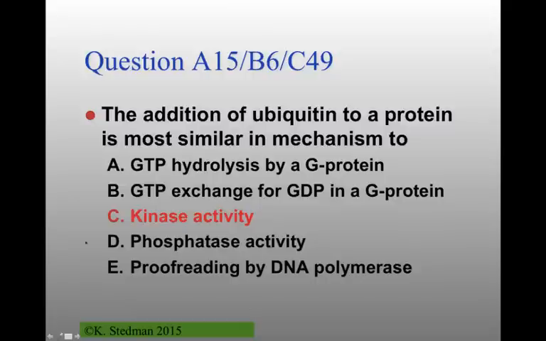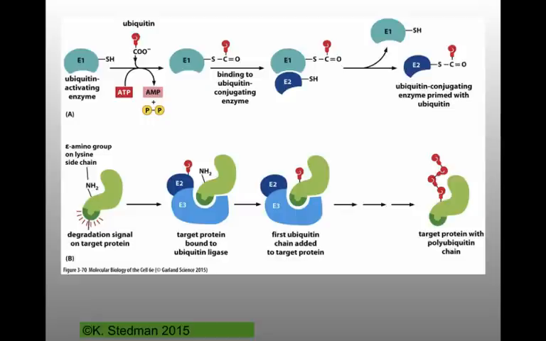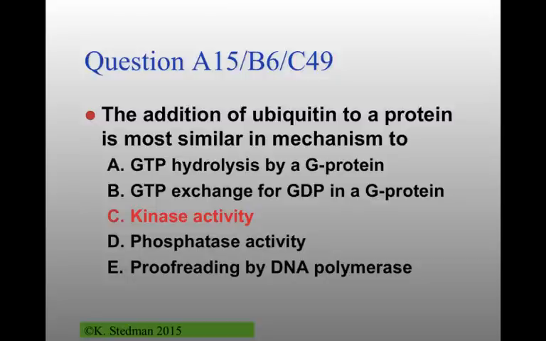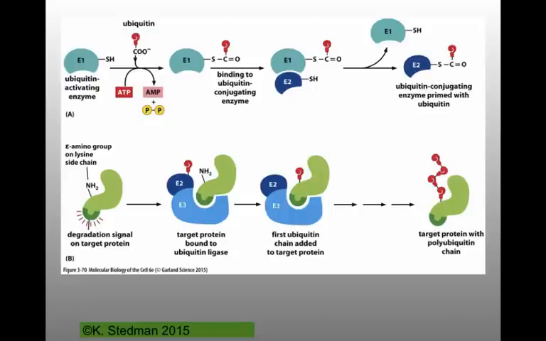So this one is, the addition of ubiquitin to a protein is most similar in mechanism to GTP hydrolysis by a G protein, GTP exchange for GDP in a G protein, kinase activity, phosphatase activity, or proofreading by DNA polymerase. So the important thing here is that ubiquitin modification is what? It's a covalent modification. Is GTPase activity by a G protein a covalent modification? No. Is proofreading activity a covalent modification? No. So it's all about that covalent modification. Everything else here is, if anything, breaking a covalent bond as far as that's concerned. So that's really the main point here, at least as far as the question is concerned. This is a covalent modification that takes place.